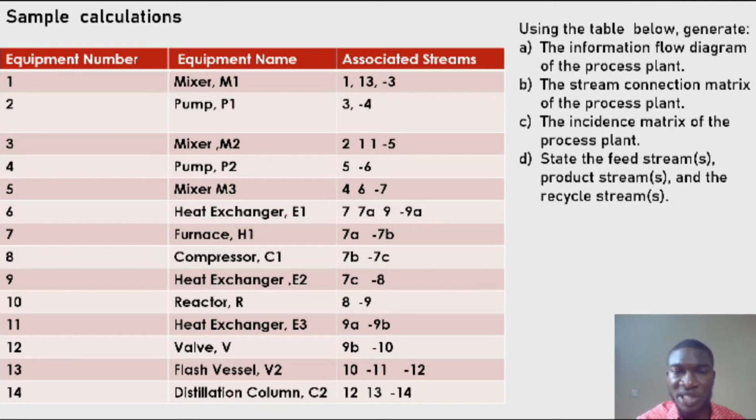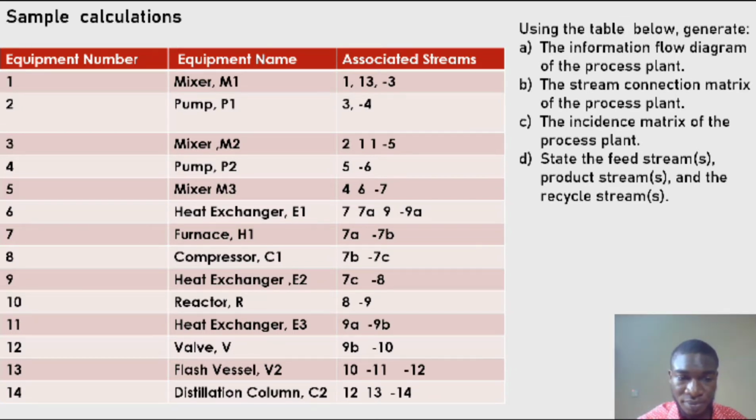An easier way to do this is to first of all get the stream connection matrix. That is one thing I like doing. I have to get the stream connection matrix first before I start drawing the information flow diagram, and through that I can get the other ones. So let's start with the stream connection matrix. Remember, they've given you the process matrix, so from there you can generate every other thing, and that's how the question comes. You have about 14 equipment and up to 14 streams, or more than that, about 18 streams or thereabout. So let's see how we can convert the process matrix to a stream connection matrix.